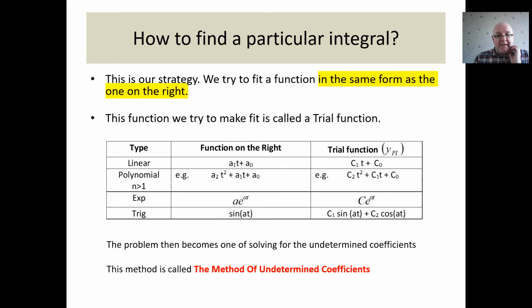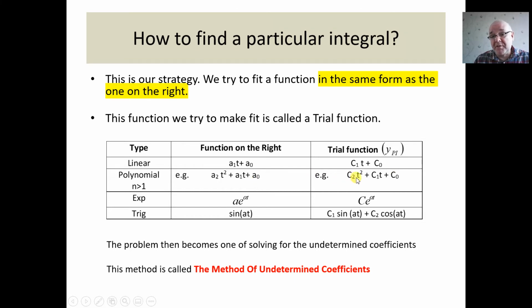So I've got a quite large table here to show you. And basically the table is just saying that if, just what I said earlier, the function on the right is a linear function, then the trial function, the one that we're going to have for a particular integral, is going to be this one. And basically what we have to do is to find out the coefficients C1 and C0. Okay, we've got to determine what they are. If it was a polynomial, for example, a2t squared plus a1t plus a0, or a3t cubed plus a2t squared plus a1t plus a0, then we would start with the same trial function. Okay, so if we start with this quadratic on the right, our trial function is going to be a quadratic.